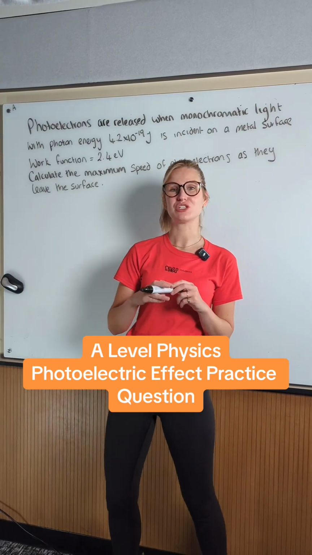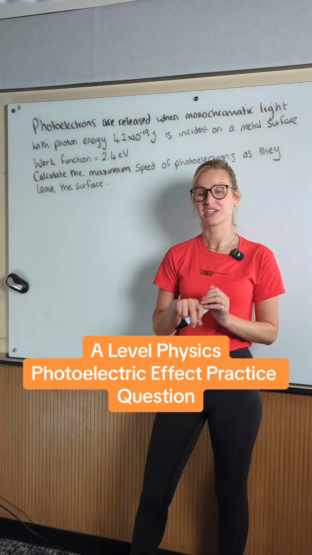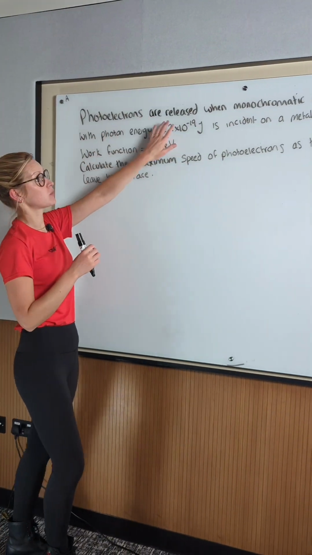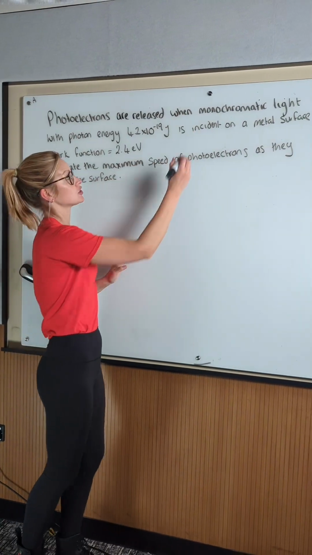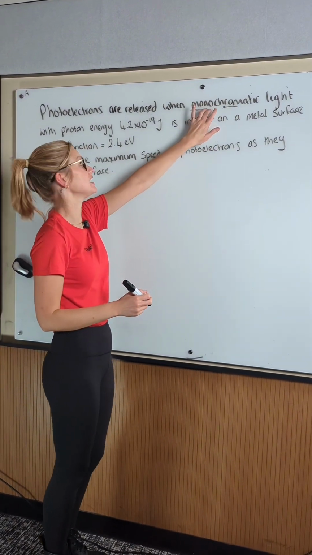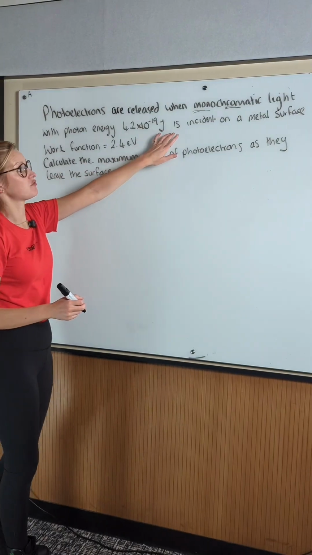So today we're going to look at the photoelectric effect, okay? So what it says here is I've got photoelectrons released when monochromatic light, and just a reminder, mono means one, chromatic is a color, so we've got a single wavelength of light, and it's hitting the surface of metal, okay?